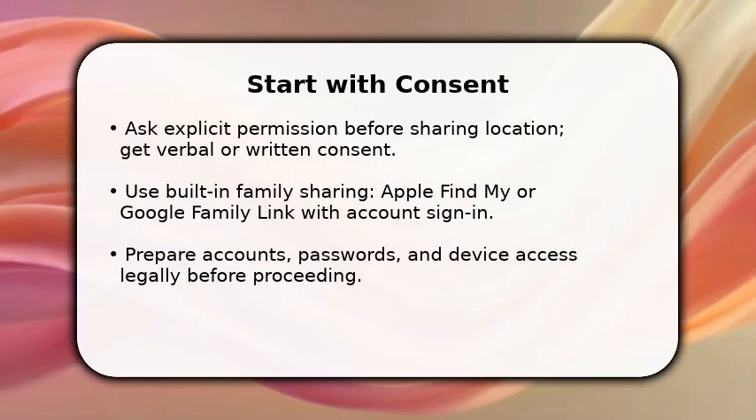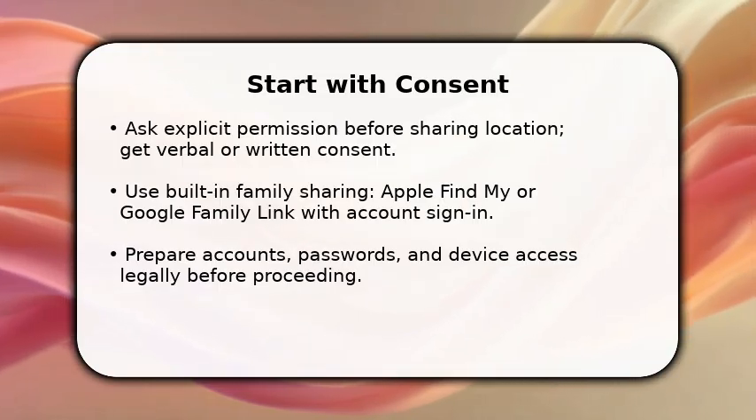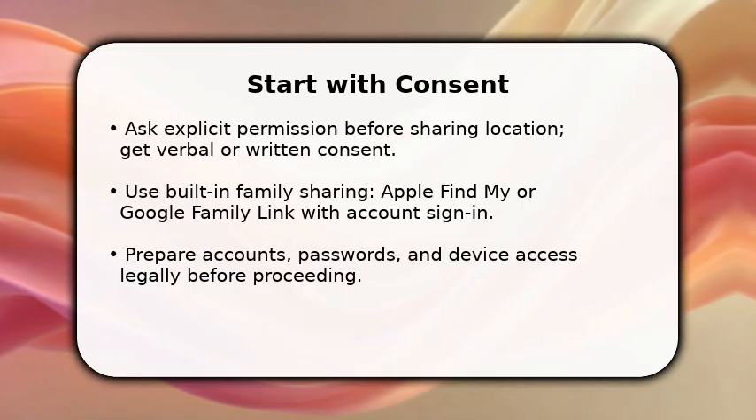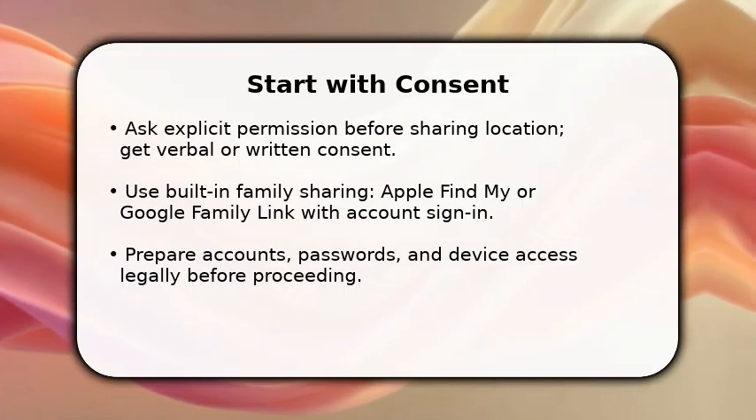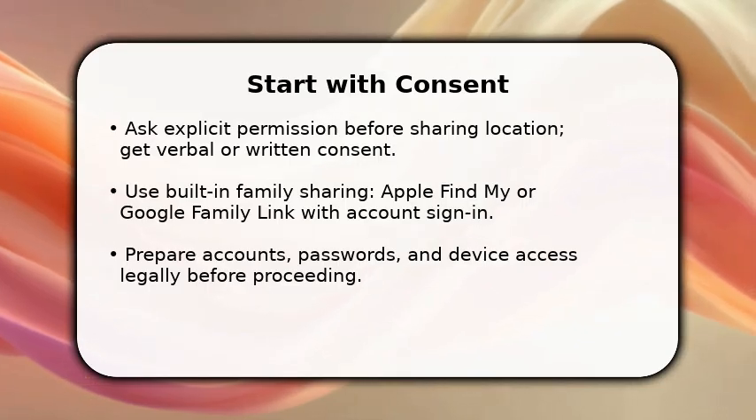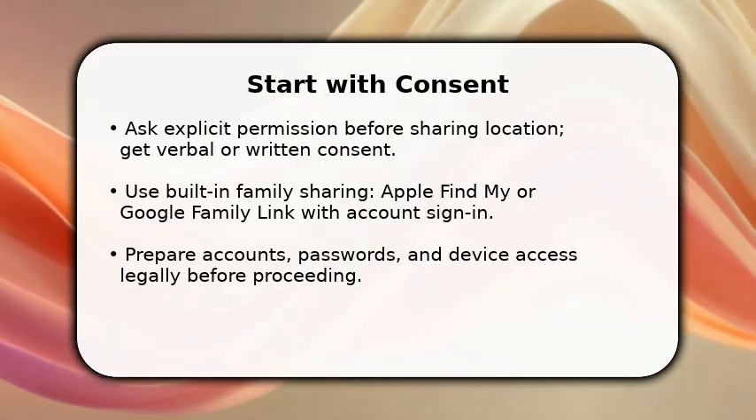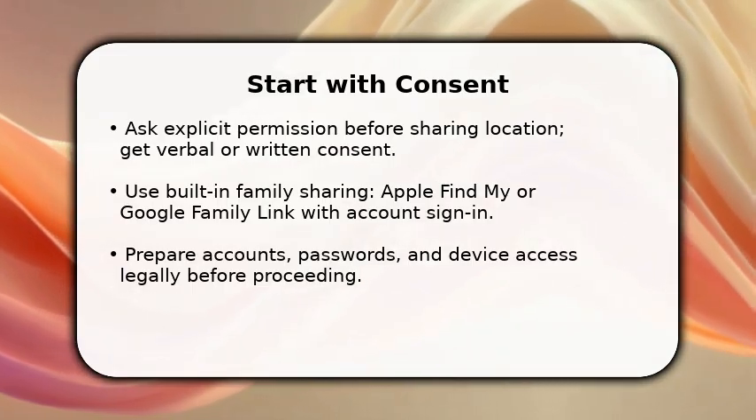You begin by getting clear, informed consent. You must not covertly track someone. Once you have permission, sign into the same Apple ID or set up Google Family Link on both devices. Make sure location services and network access are enabled. You're initiating a lawful, cooperative process rather than hacking or guessing.